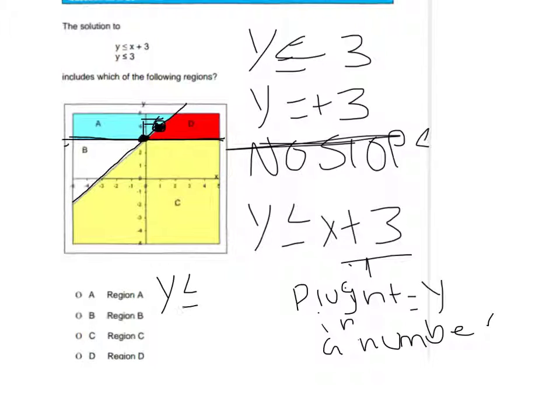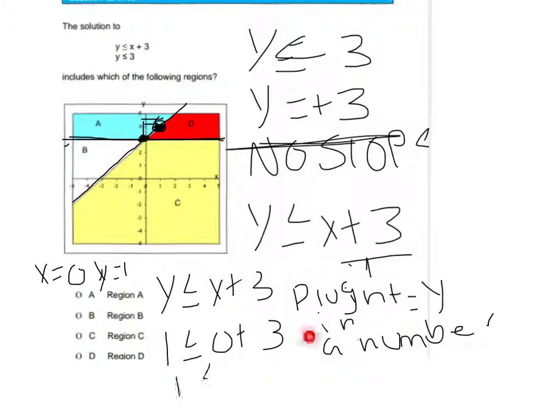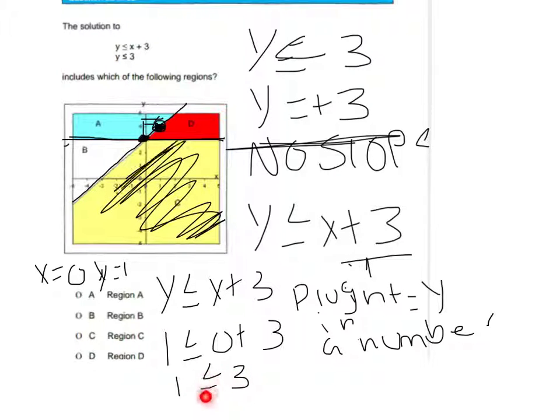So I used the equation y less than or equal to x plus 3. For x I'm going to use 0, and for y I'm going to use 1. So we plug in the 1 over here, and we plug in the 0 on the x, and we can tell already that 1 is less than or equal to 3, so you have to shade in the bottom, where you found the right answer.